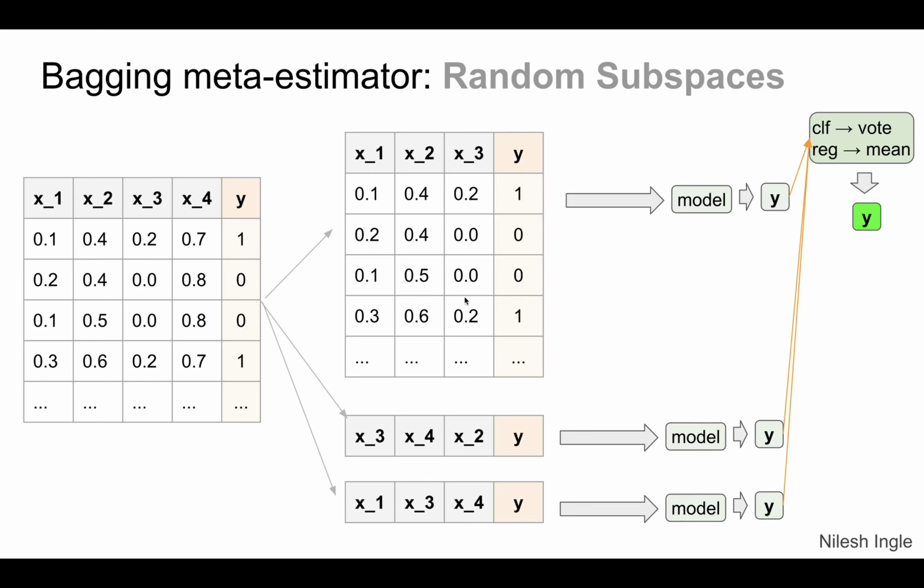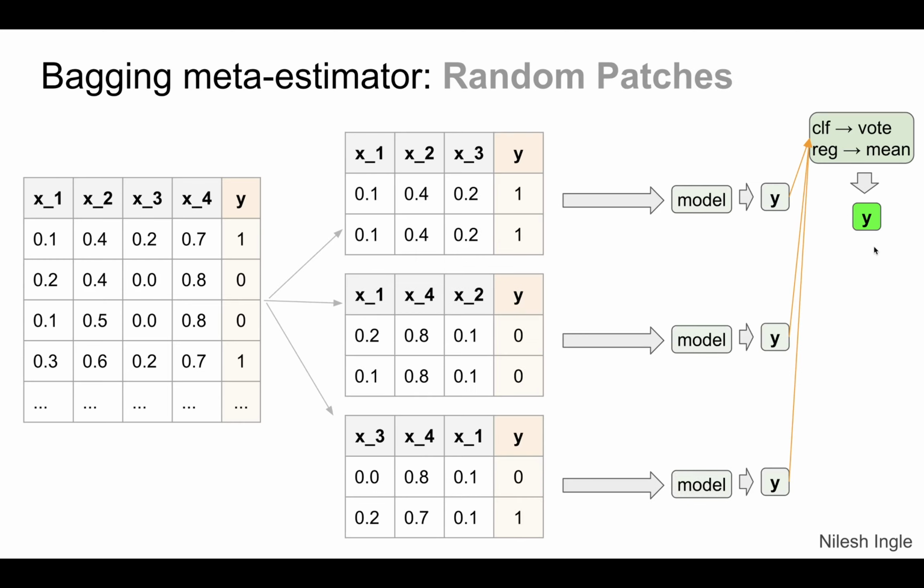So we are sampling features, and again, the steps after these are we fit a model, get a prediction, and then based on if it's a classifier or regressor, we have the final predicted value. And there is also a version in which we can do both, sample the rows as well as sample the columns. That is, sample the records as well as the features.